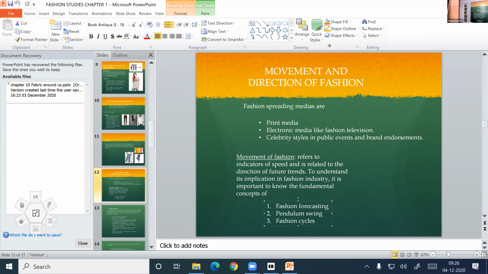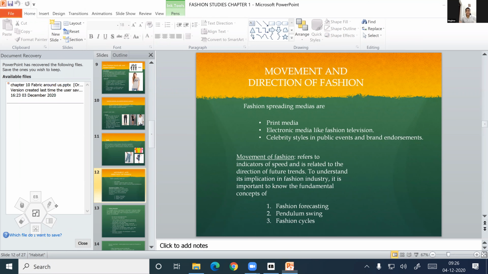So, Meghna, can you say what is movement of fashion? It refers to indicators of speed and it is related to the direction of future trends. To understand its implication in the fashion industry, it is important to know the fundamental concepts of fashion forecasting. Just tell me what you understood from that. It is speed and is related to the direction of future trends. Actually, the movement of fashion refers to speed and is related to the direction of future trends. Okay.